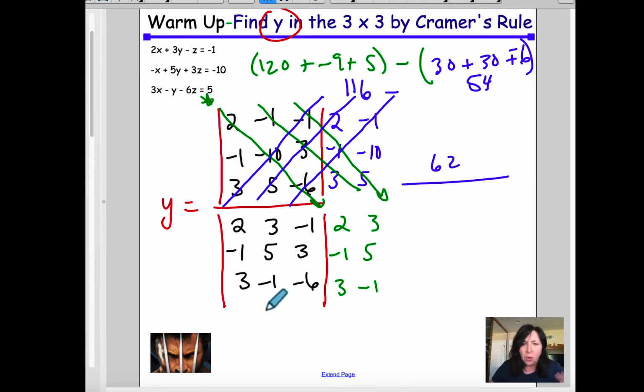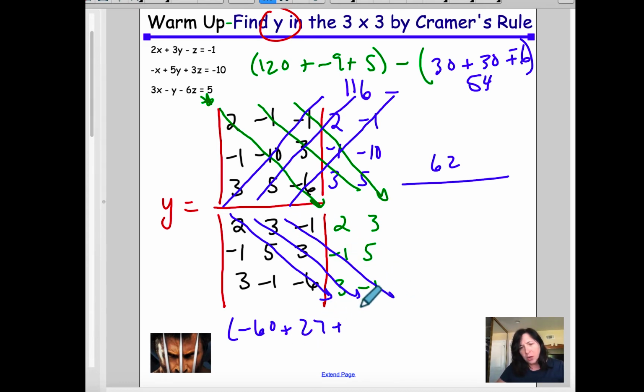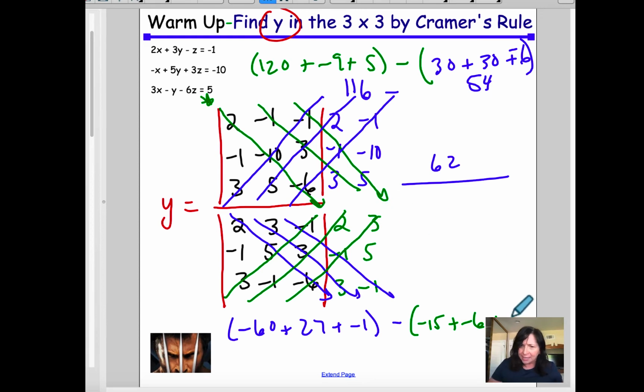All right, so on the denominator, same thing. We're going to go 2 times 5 times negative 6. So that's going to be negative 60, plus 3 times 3 times 3. 9 times 3 is 27, plus 1, that's a negative 1. Subtract, go back up the other way. We have 3 times 5 times negative 1, so that's negative 15, plus negative 1 times 3 times 2, which is negative 6, plus 6 times 1 times 3 is 18, and that's positive. So, again, I'm using my calculator. 60 plus 27 minus 1 equals, I get negative 34.